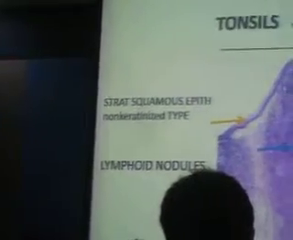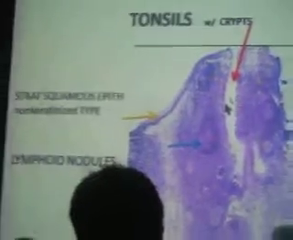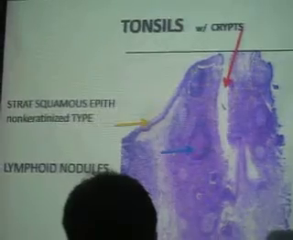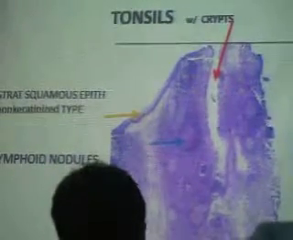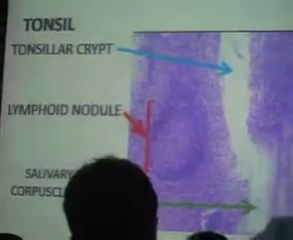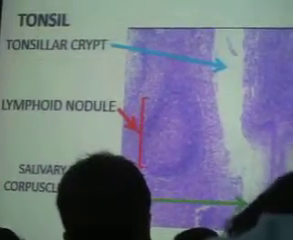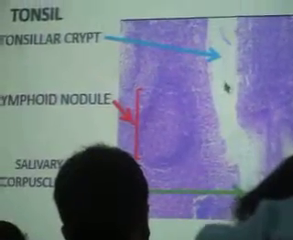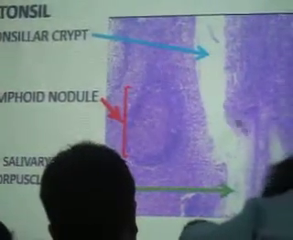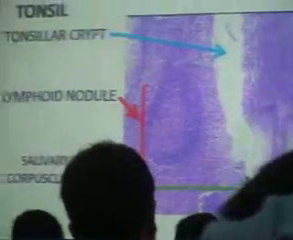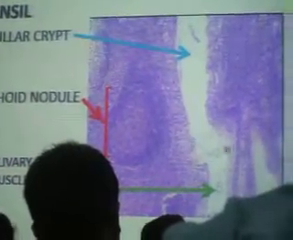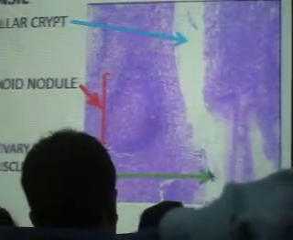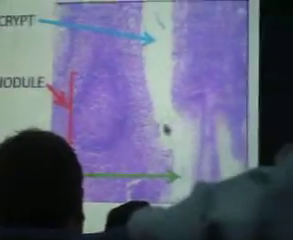So tonsils will have crypts, but which tonsil will only have a single crypt? That is your lingual tonsil. At high magnification, how will you know that this space is the tonsillar crypt? Look at the lining epithelium. If it is stratified squamous epithelium, it is a tonsillar crypt, palatine at that.